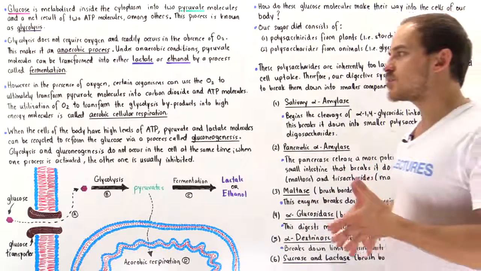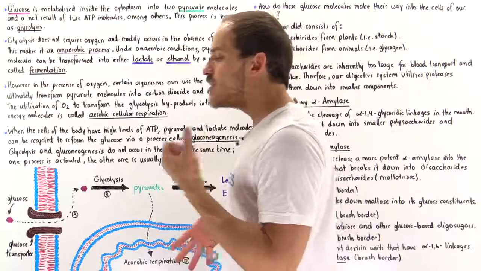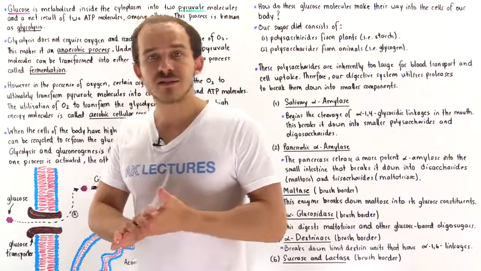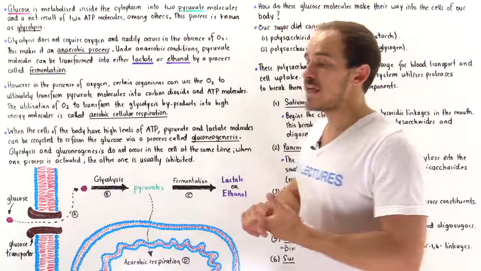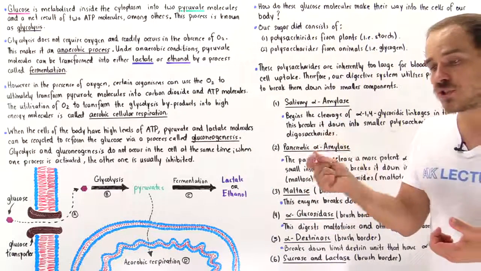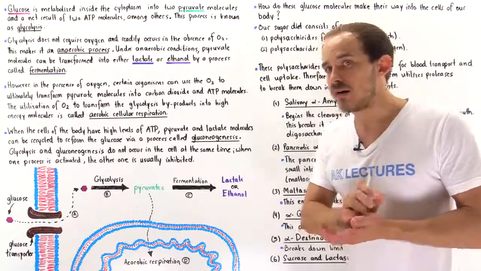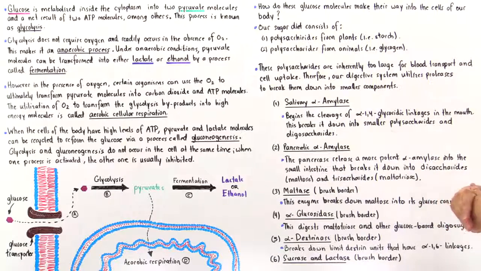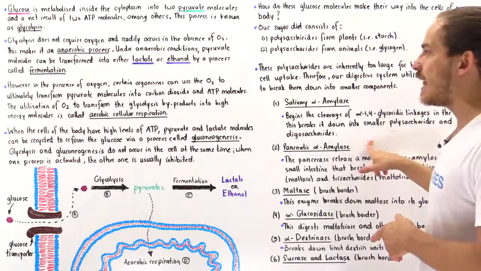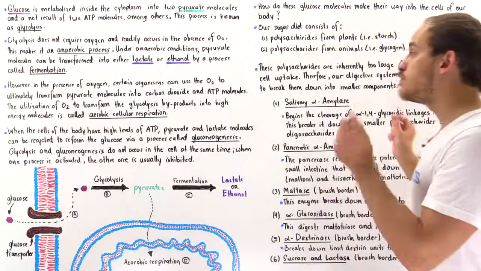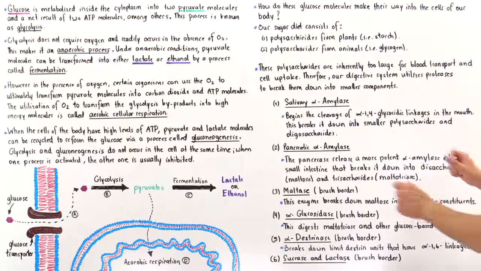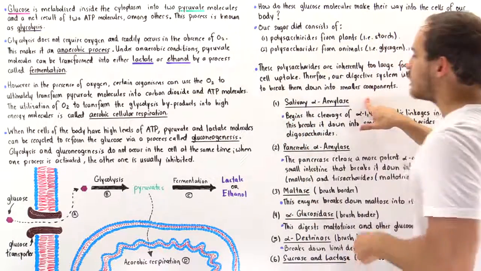But once it makes its way into the small intestine, that's when the rest of that digestion actually takes place, because the pancreas produces a specific type of carbohydrate digestive enzyme known as pancreatic alpha amylase. And this is much more potent and much more powerful than the salivary alpha amylase.